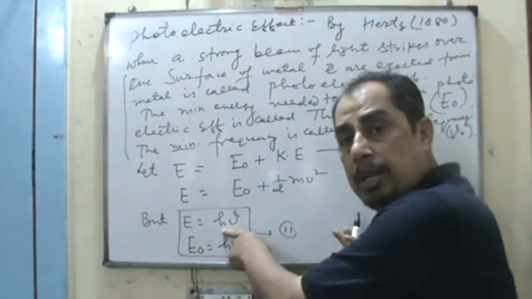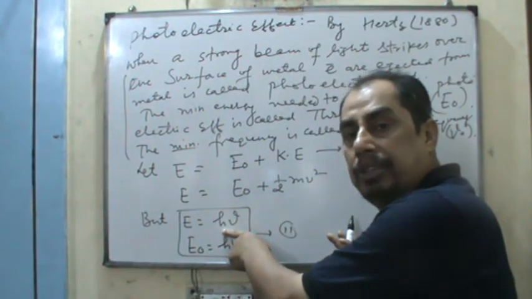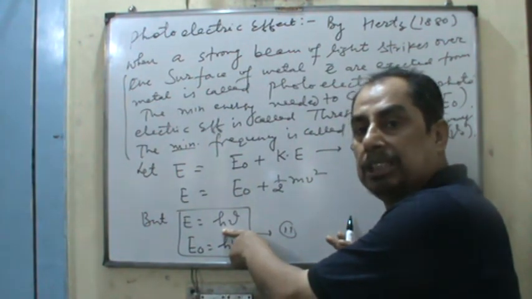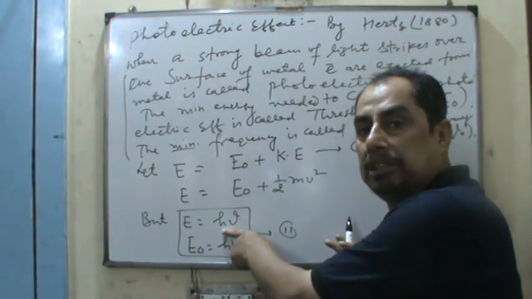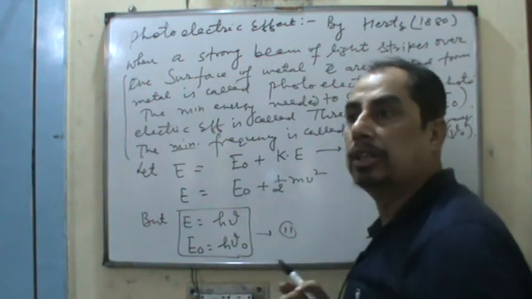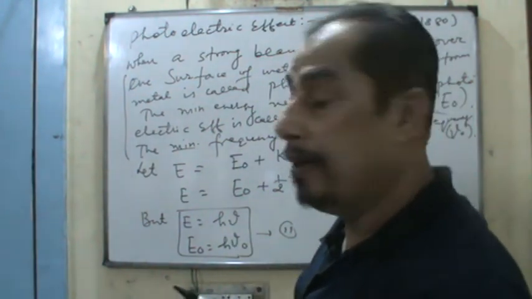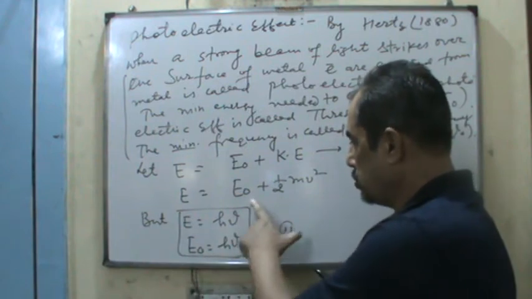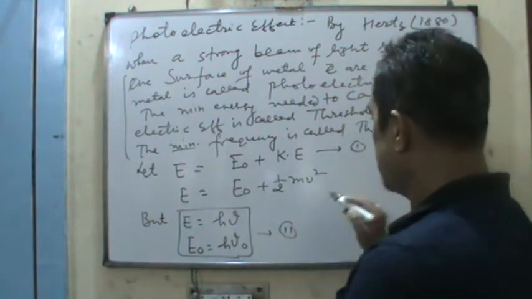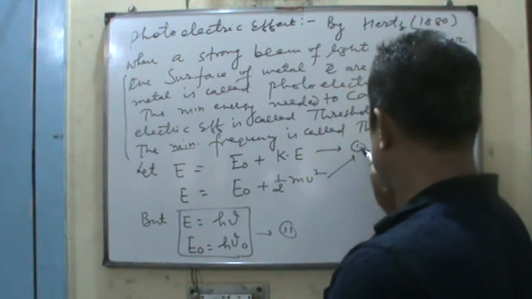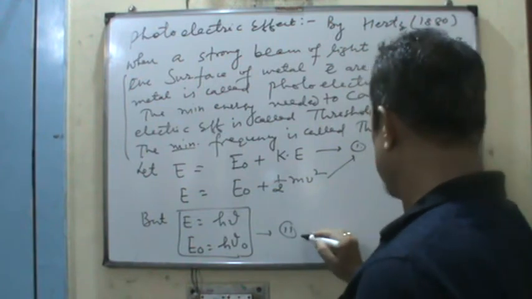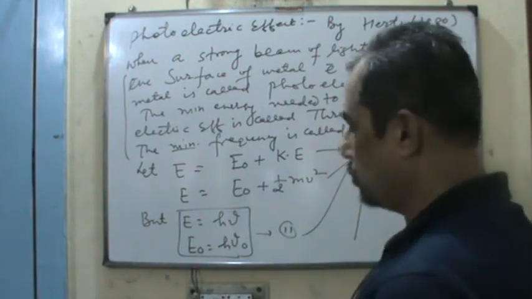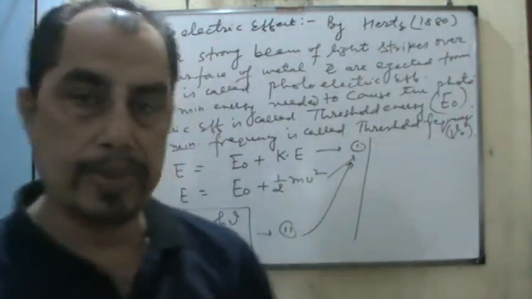See, h is what actually? It is Planck's constant. Its numerical value is 6.626 into 10 to the power minus 34 joule second or kg m2 s minus 1. Now, nu is the frequency. E is equal to h nu, E naught is equal to h nu naught. These are the equation first, put second in one. Okay students, here you can get these values.